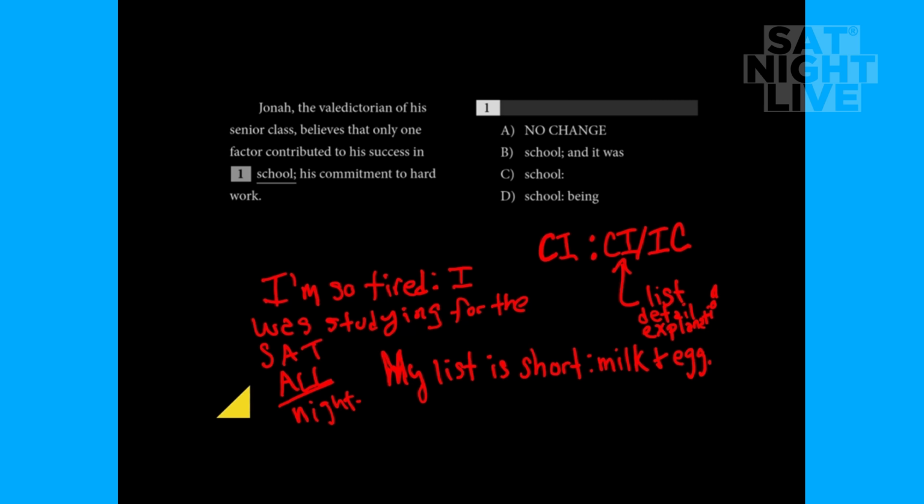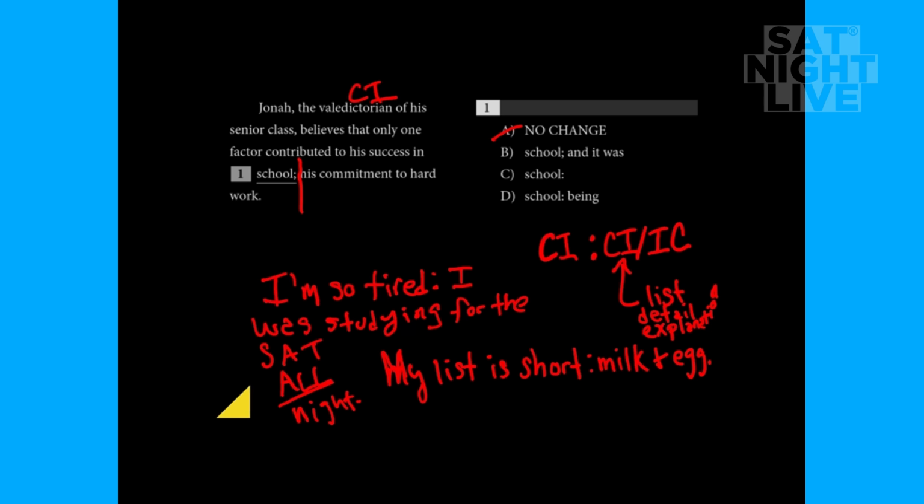Now, getting back to the question, we can use our vertical line test and we see the punctuation is changing after the word school. So let's draw our line there. And the first part of the sentence says, Jonah, the valedictorian of his class, believes that only one factor contributed to his success in school. That can stand alone. That's a complete idea. Now the next part, as written, says his commitment to hard work. That's not a complete sentence. There's no verb in there. It's just commitment to hard work, which is great, but it can't stand alone as its own idea. And we see a semicolon in choice A, so A is out because semicolons only separate two complete ideas.